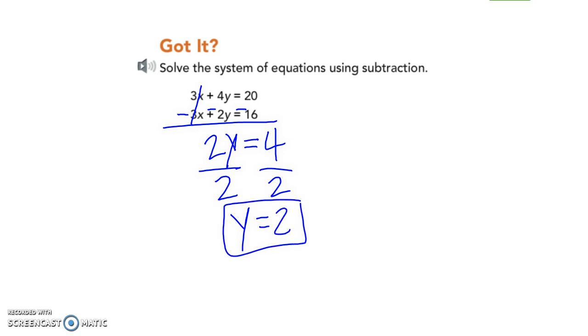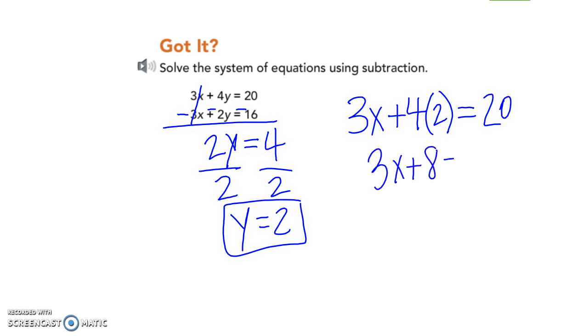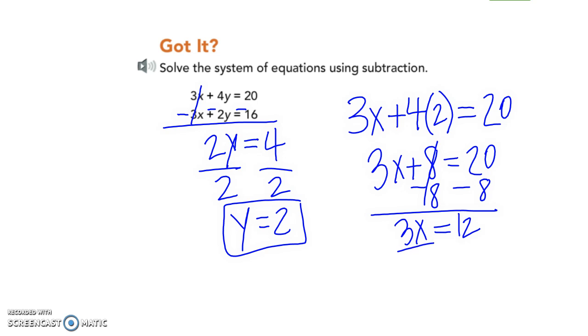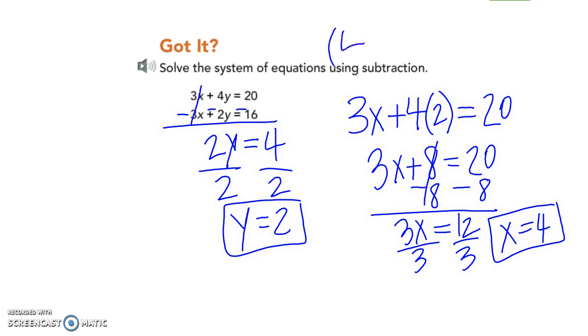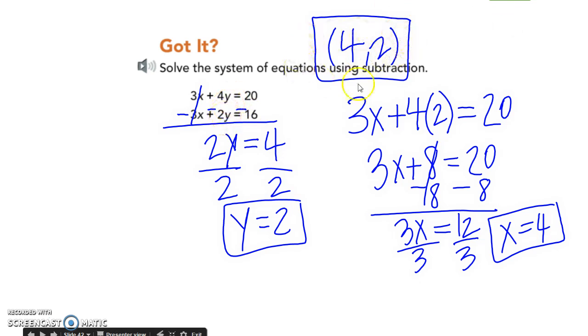Now to find x, I'm going to plug in 2 for y, so 3x plus 4 times 2 is my y value, equals 20. So then 4 times 2 is 8. Then I'm going to subtract 8 from both sides. Those cancel. 12 divided by 3, divide by 3. X equals 4. Okay, so my ordered pair, x is 4, y is 2. Bada bing, bada boom. So if I graphed these two equations, they would intersect at this point, 4, 2.